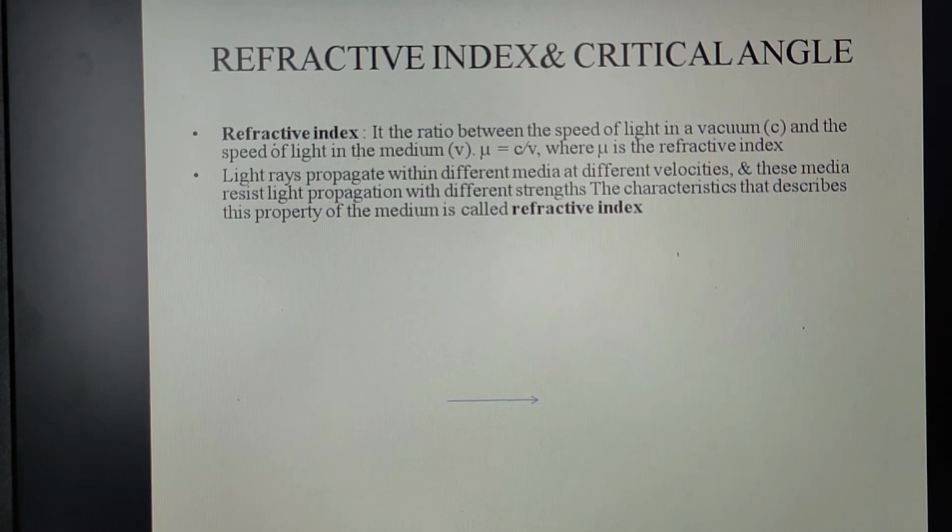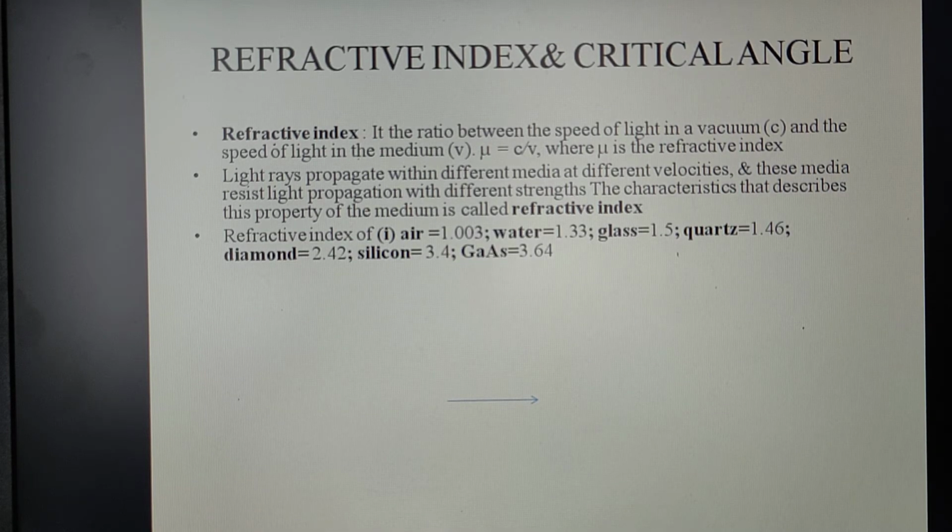Then another definition: light rays propagate within different media at different velocities, and these media resist the light propagation with different strengths. The characteristic that describes this property of the medium is called refractive index. Whatever you have done in physics, you will see that different materials have different refractive indices. What do these numbers indicate actually? These numbers indicate the strength with which they are able to resist the penetration of light through them. So the ability of those materials to resist the penetration of light is a certain number, and that number is known as the refractive index.